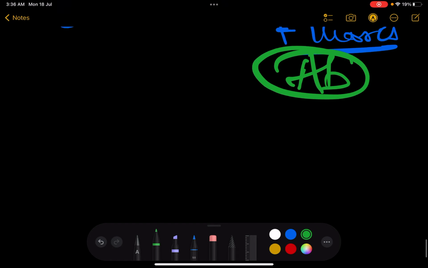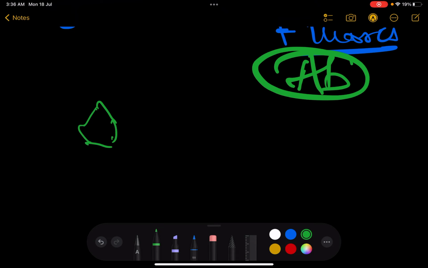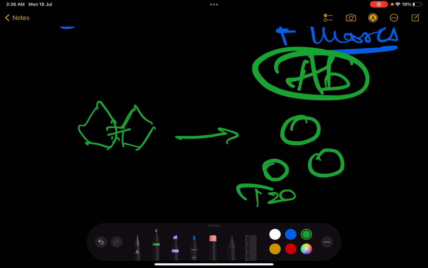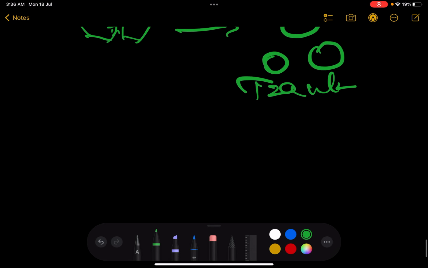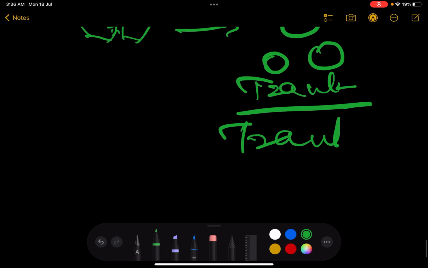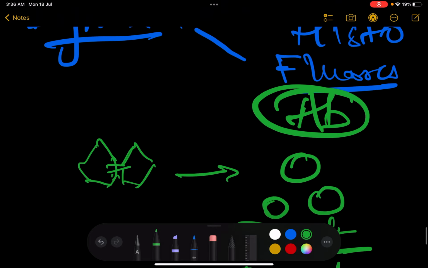Why Tzanck smear? As I explained at the start of the lecture, these are your normal keratinocytes, and when the desmosomes break, they form these rounded cells called Tzanck cells, and the Tzanck smear gets its name from them. We use the Tzanck smear to check it.